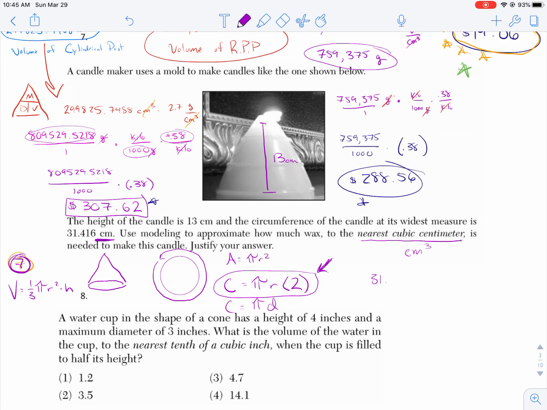So let's start with this equation right here. Our circumference is equal to pi r times 2, right? And then we just solve for r. So I'm going to take 31.416 and divide each side by 2 pi.